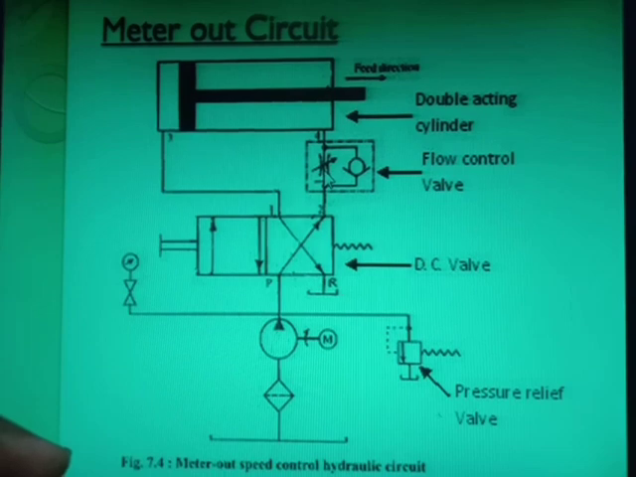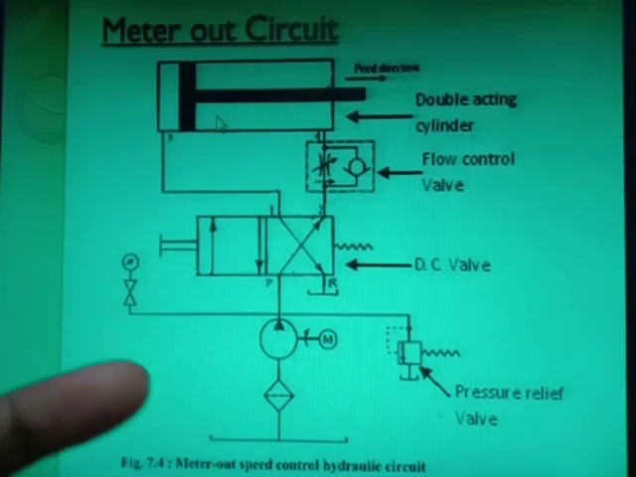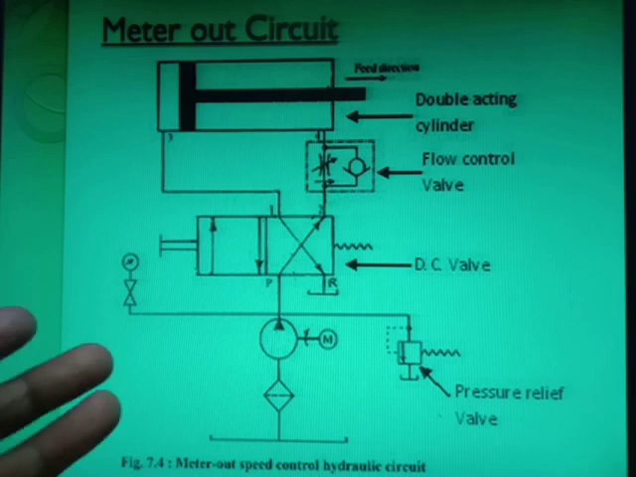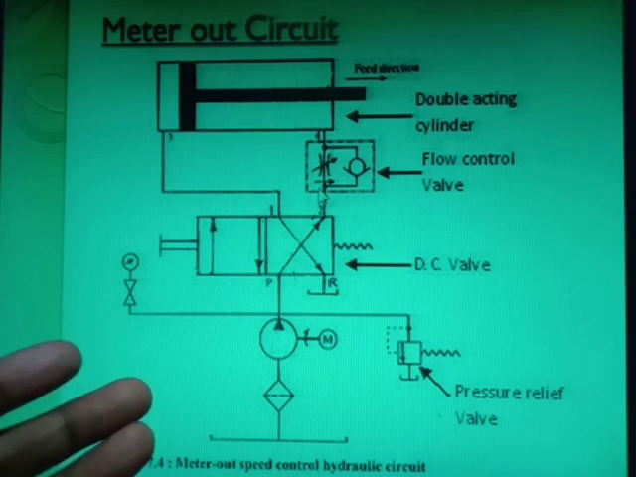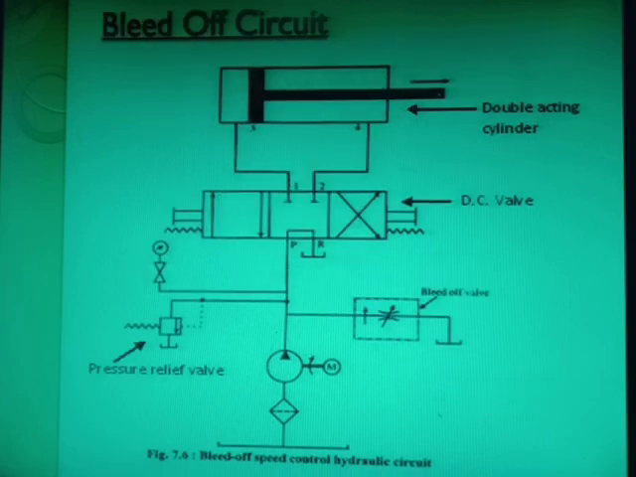And as per the setting of the flow control valve, there can be speed variation. So the forward stroke can be faster and the return or retardation speed can be slower. Depending upon how you set the flow control valve, the speed of the actuator can be controlled. The third circuit that we have seen is the bleed off hydraulic circuit.